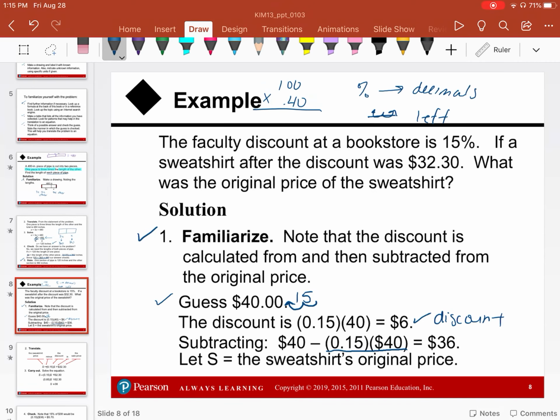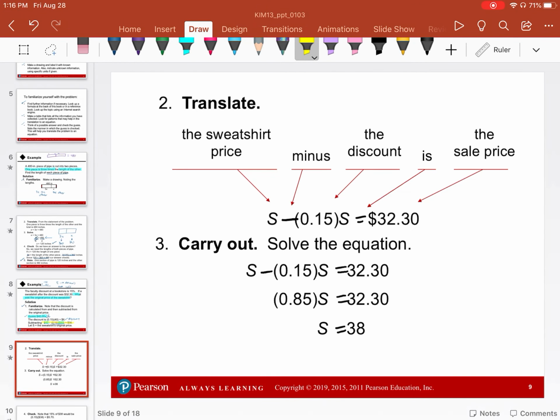So if we want to know the original price, which in our guess was 40, let's replace 40 with our unknown, because we do not know what the original price was. That is our question. What is the original price? So we have a formula made up, right? We have our original value minus the percent times the original value gives us our answer. Let's go ahead and apply it in the next slide.